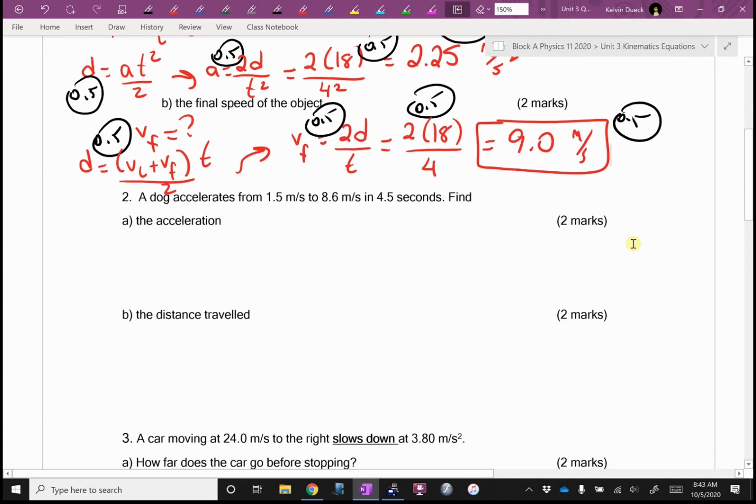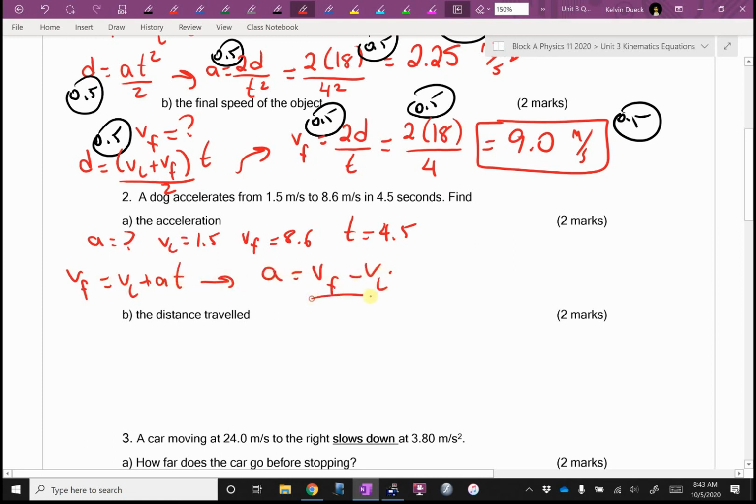A dog accelerates from 1.5 meters per second to 8.6 meters per second in 4.5 seconds. I'm checking my units. Find the acceleration. Okay, A equals question mark. VI equals 1.5. VF equals 8.6. T equals 4.5. I think I'm going to use VF equals VI plus AT. I think I'm going to use A equals VF minus VI all over T.